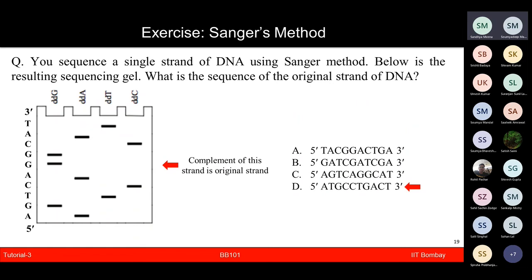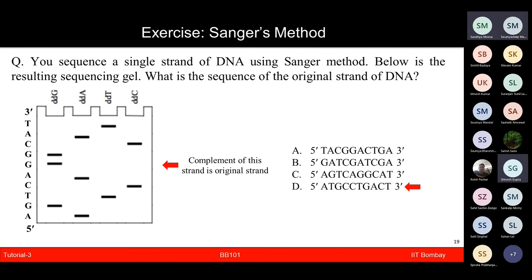Your first nucleotide is going to be ddA, right? Can you see the smallest band is in the ddA lane? Yes. Then you are going to go a single base up. What should be your next base? G. Yeah, right, ddG. Then the next to that, ddT.